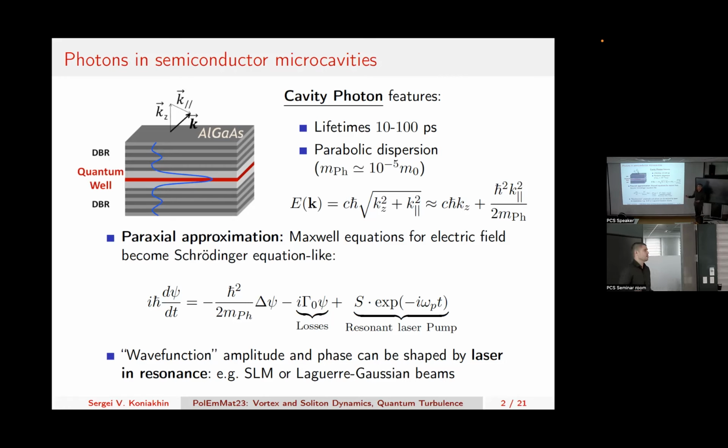And we plug into this equation losses due to radiative losses of photons, and also we can put here the resonant laser pump. It just acts as an electric field of the laser. And what is important, by this term, by the resonant laser pump, the wave function in the microcavity can be shaped by the laser. Shaped, I mean we can control its amplitude and phase.